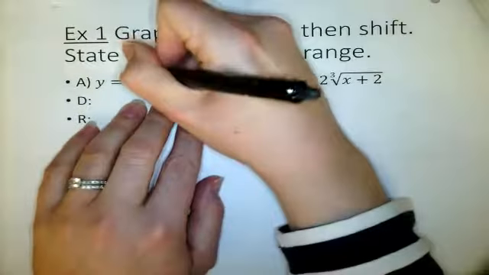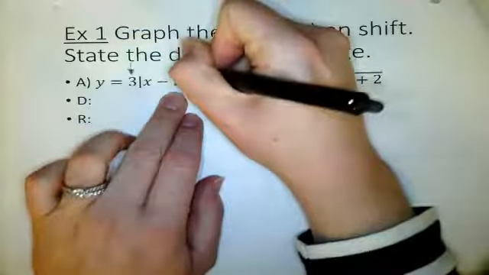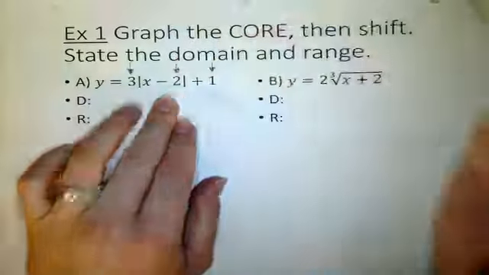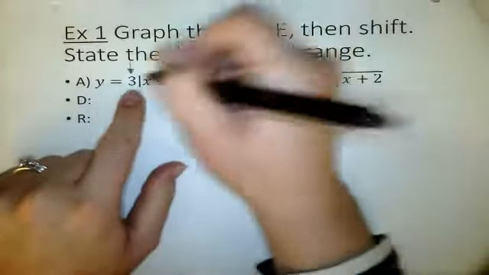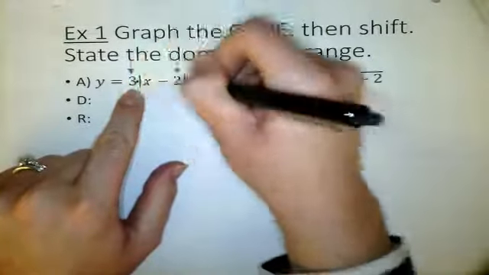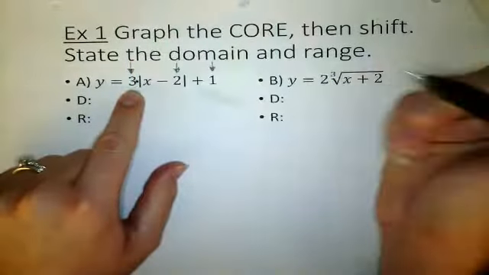3. Yeah, there's actually 3 changes. We got a 3 out in front, we got the 2 on the inside, and the 1 on the outside. So there's actually 3 transformations. And because there's so many, we have to be really careful about how we do them. So the order that you do these transformations matters a lot. And so just like order of operations, we do any multiplying and dividing first. So this says 3 times the absolute value.